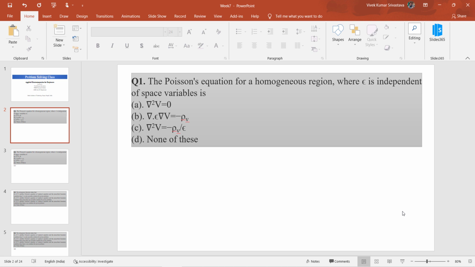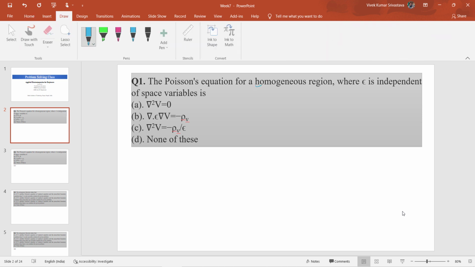So for obtaining the Poisson's equation, first of all we have to know what a homogeneous region is. A homogeneous region is a region where epsilon, that is the permittivity, is independent of the spatial variable. That means epsilon should be constant throughout the region. Now that you know what a homogeneous region is, let us move ahead.